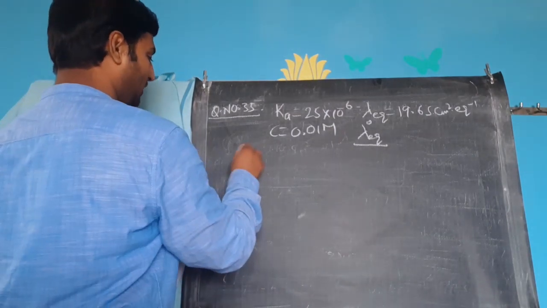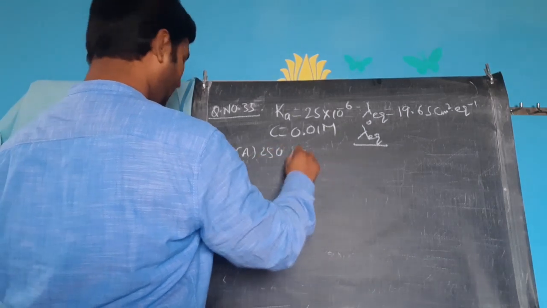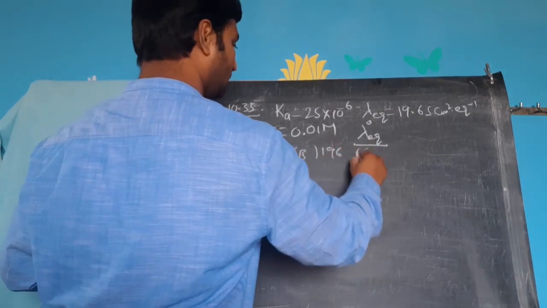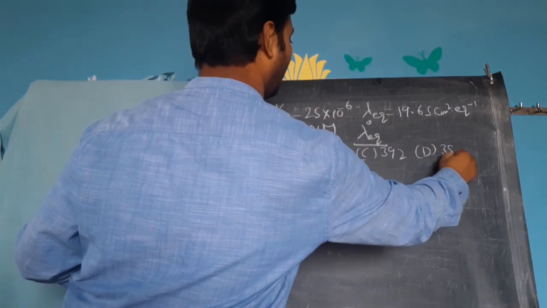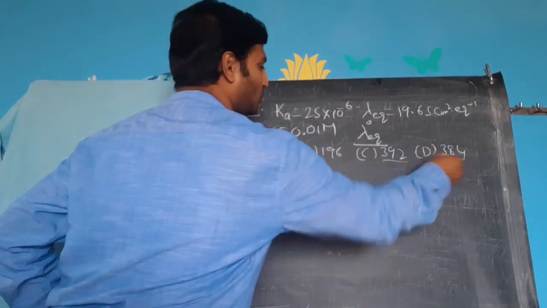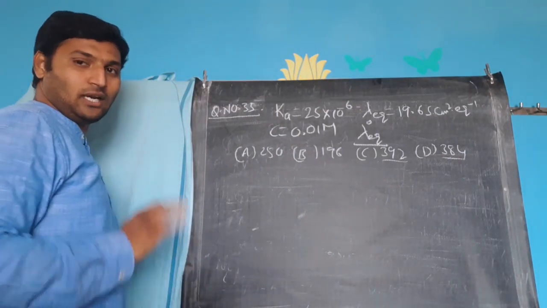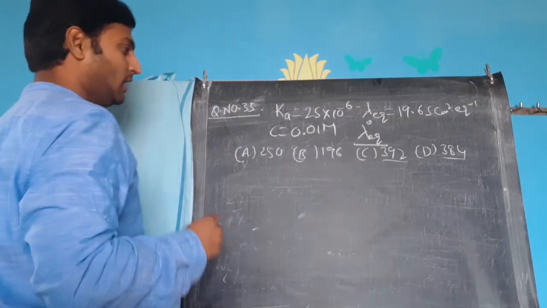Then he is asking the equivalent conductance at infinite dilution, that is the limiting equivalent conductance. And the options he has given are 250, 196, 392 and then 384. These two options appear to be closer to each other, so let's be careful with the calculations. Now moving on.